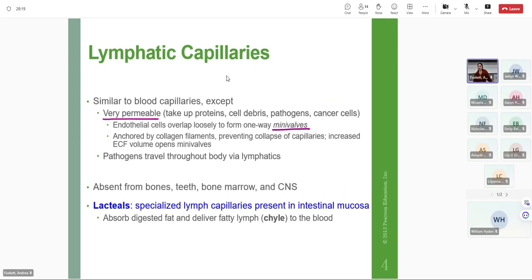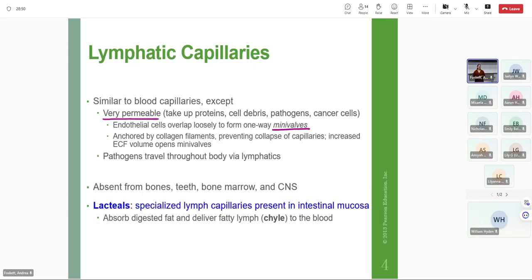So let me go ahead and talk about that. So the lymphatic capillaries, like I said, very much like blood capillaries, they're much more permeable though. Got a single layer of cells, the endothelial cells. They do have openings between those endothelial cells that almost look like little valves. I'll tell you in a second. And then those valves are anchored to the extracellular matrix. There's a lot of collagen filaments.